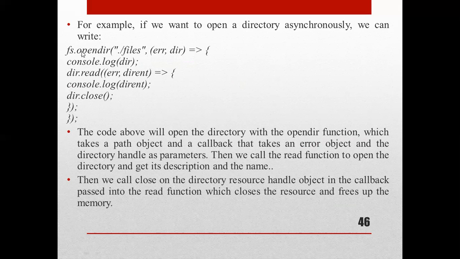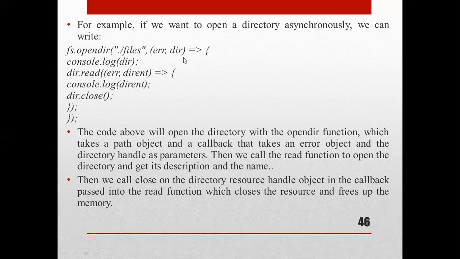First, we are going to open the directory using the fs object, fs.opendir. In brackets, it takes two arguments: one is the path and another one is the callback. We are going to provide the path of that directory, then a comma, and in brackets, err, if there is any error with that directory. This is the callback for that.